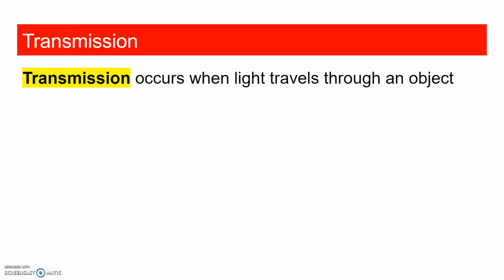Transmission occurs when light travels through an object. So if all the light or part of the light travels through the object, it is transmission.